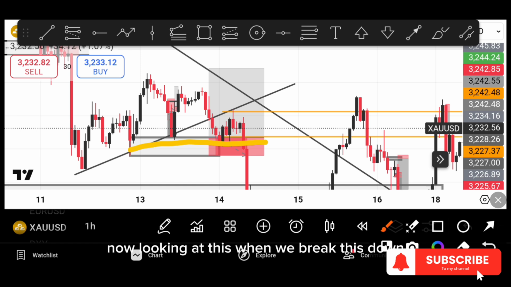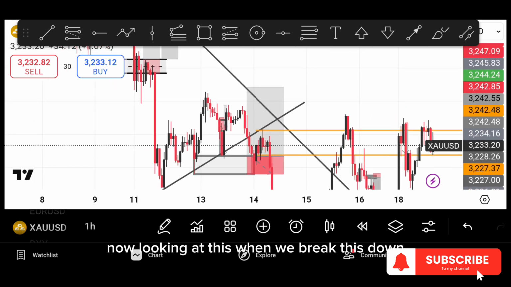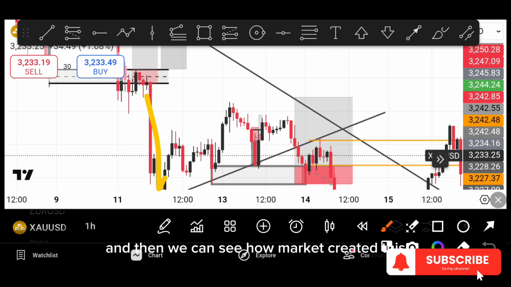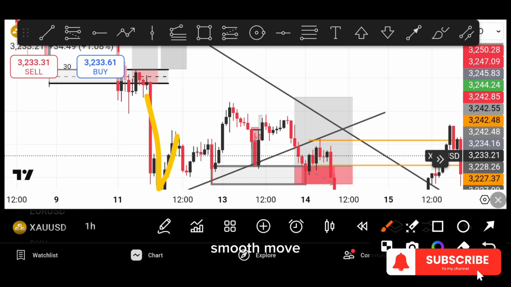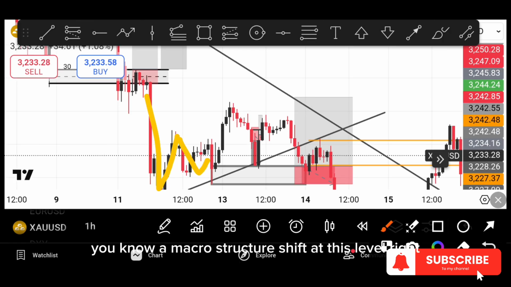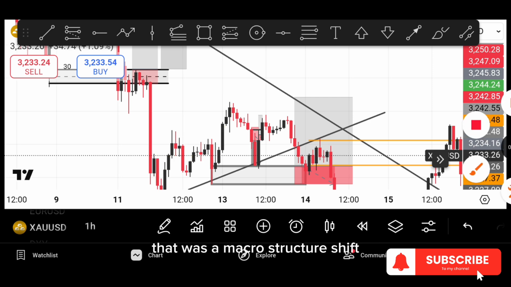Now, let me break this down. Looking at this, we got this push to the downside from here, and then you can see how the market created this smooth move instead of breaking all the way to the downside. What did we get? We got a market structure shift at this level, right? That was a market structure shift.